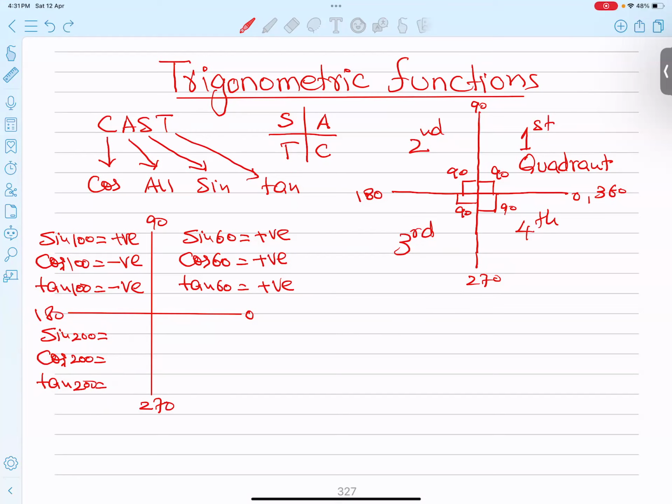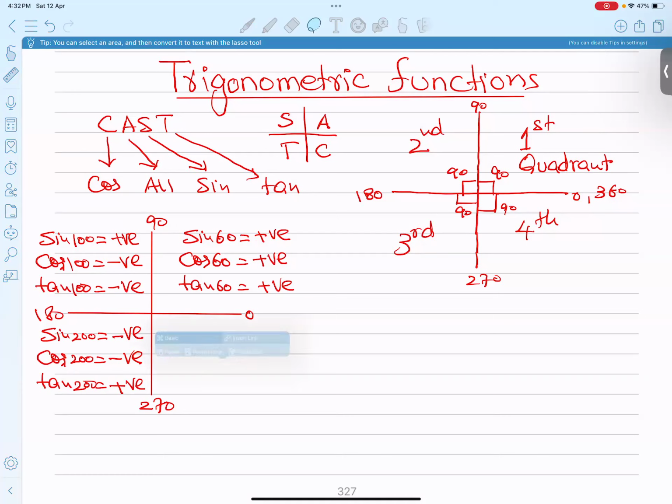So type sine 200. I give assurance you will get a negative answer. Cos 200, you type in the calculator, you will get a negative answer. And tan 200, when you type in the calculator, you must get a positive answer. So I believe everyone is understanding very well.